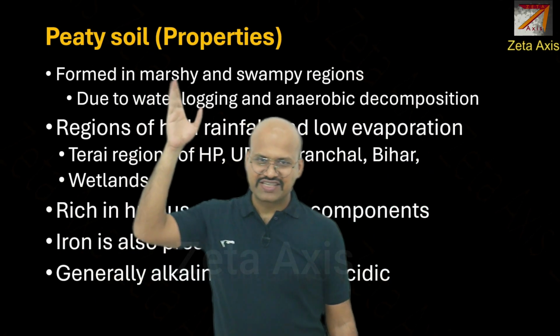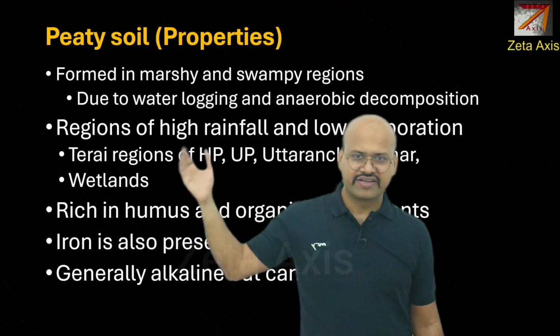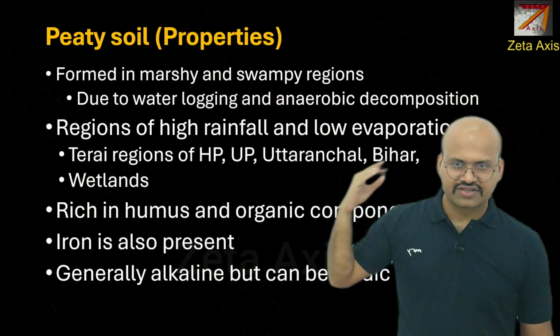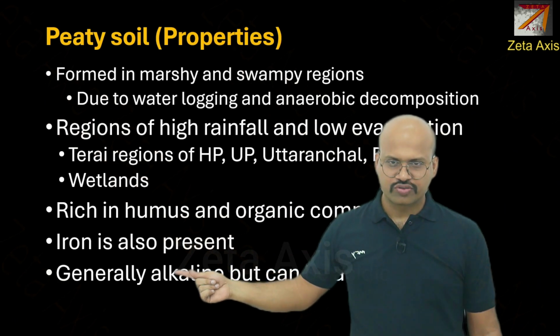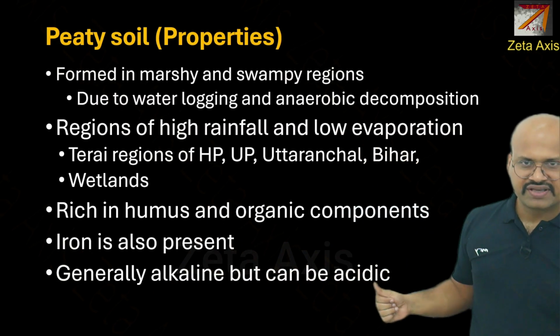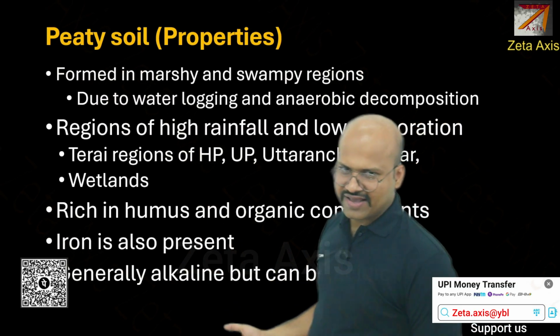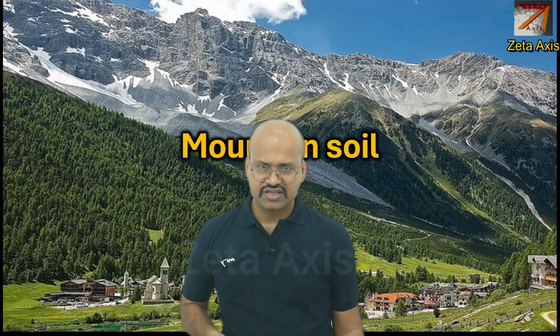It is formed in marshy and swampy regions, where due to waterlogging, anaerobic decomposition occurs. Regions of high rainfall and low evaporation, these are the regions we have seen, rich in humus and organic component. Iron is also present in a slightly higher amount. Generally alkaline, but can be acidic. So it can be alkaline or acidic, but generally it is alkaline in nature. Now let's see the mountain soil.